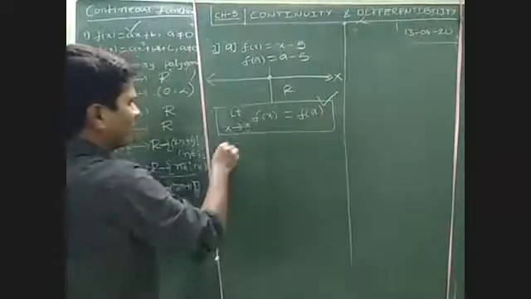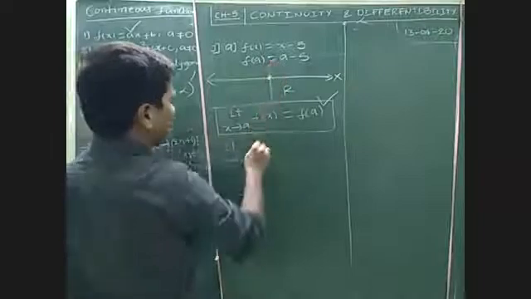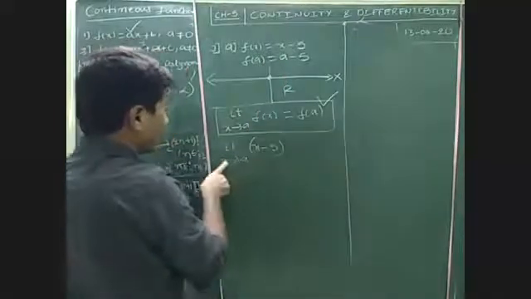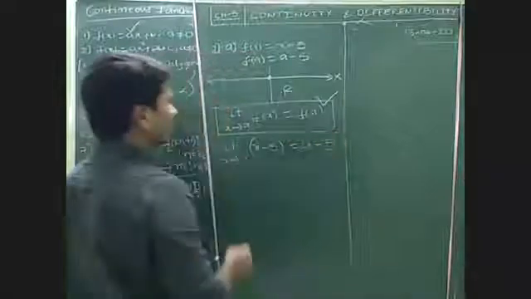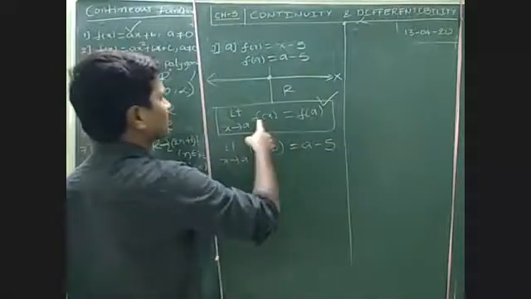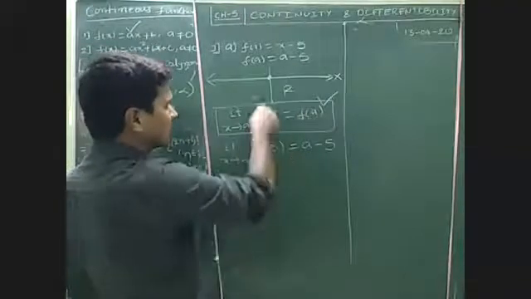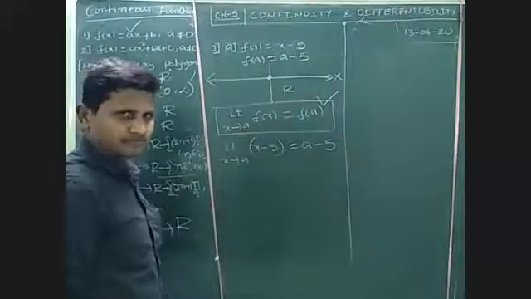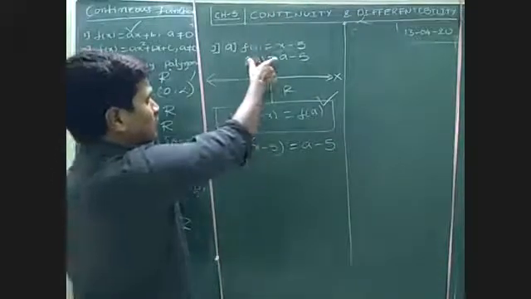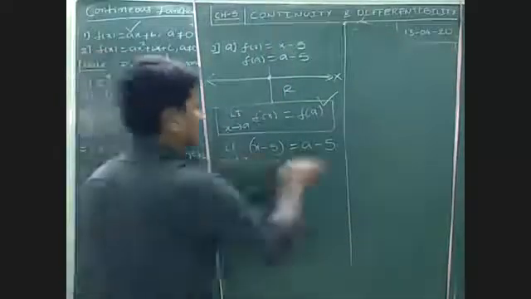Now I want to find the LHS. Limit x tends to a, f of x. What is f of x? x minus 5. Now replace x with a. This is equal to a minus 5. Look here, LHS equals RHS. f of a is a minus 5, and the limit value is also a minus 5. Both are the same, so it is continuous. Like that you can check, or by seeing the question we can say it is continuous or not. That is very important.